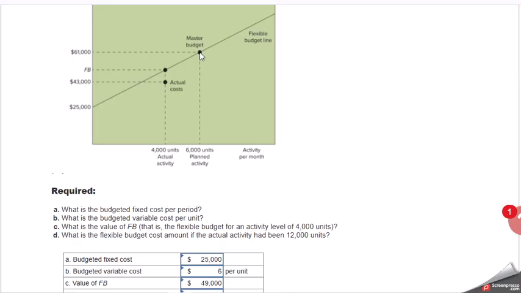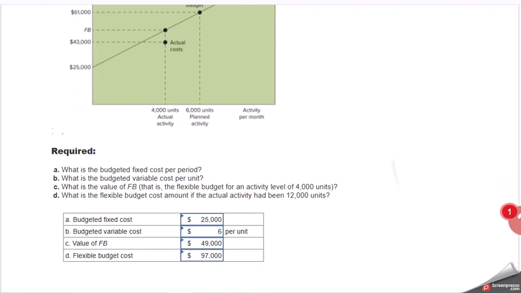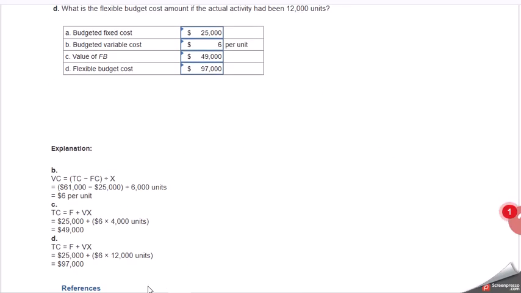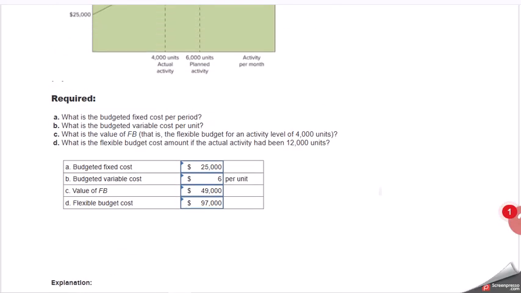So we would take the difference between the 61,000 total minus the $25,000 fixed, and then divide that by the 6,000 units to get to $6 per unit. So 61,000 minus the 25,000, divided by the 6,000 units, gives us that $6.